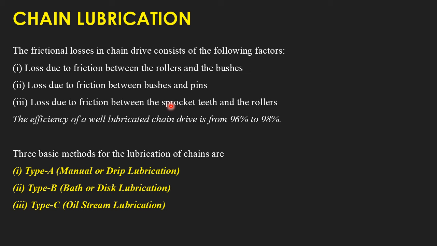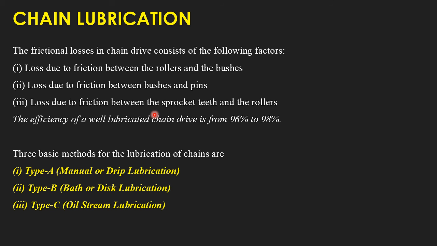So these are the different means by which frictional losses are generally noted, and it is found that if the contacting surfaces, or the chain drive itself, is very well lubricated, then the efficiency will be very high, around 96 to 98% can be attained. And in case the chain drives are not well lubricated, then the efficiency will be low. So this is what I explained in the beginning.